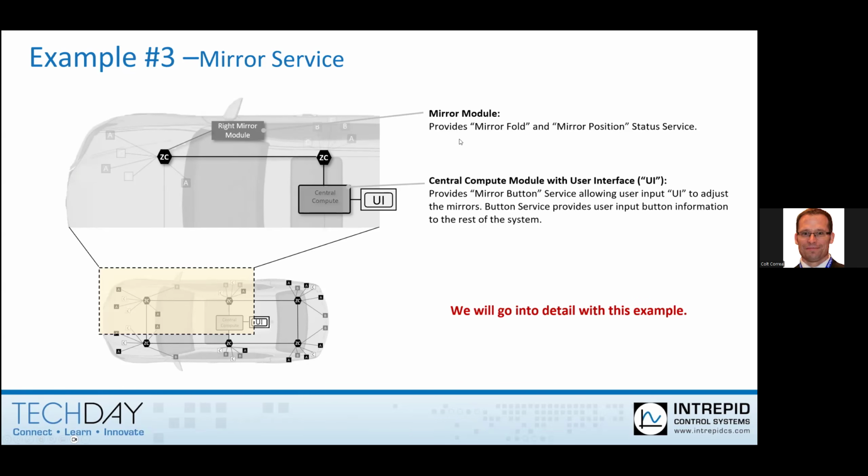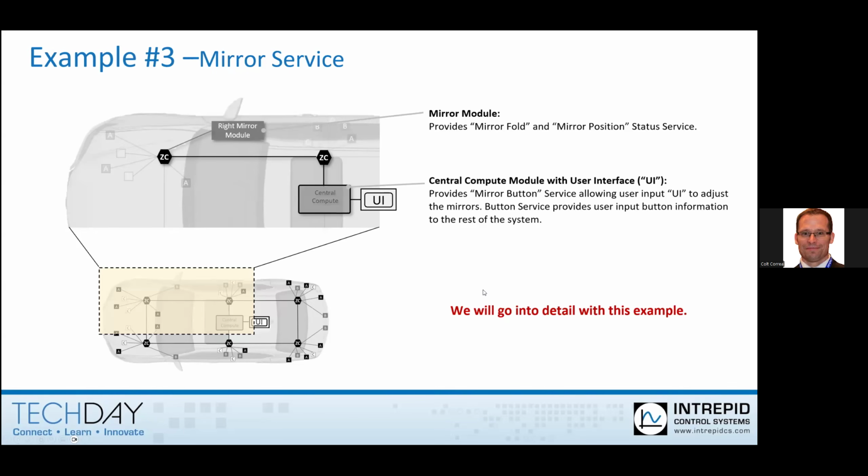In this particular example, we have a right mirror module, in other words, an ECU that controls the mirror, whether it's folded and the exact position, how it points backward. And we also have a user interface here that's connected to the central compute module. In this user interface, we have some buttons so the user can adjust the mirror position.